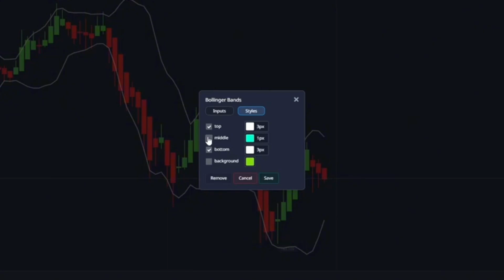Next, go to the System tab, and here we adjust the visual appearance of the indicator. I remove the middle line and also the background. The upper and lower borders of the indicator are set to 3 pixel thickness and white color. Save the settings and move on to the RSI indicator.